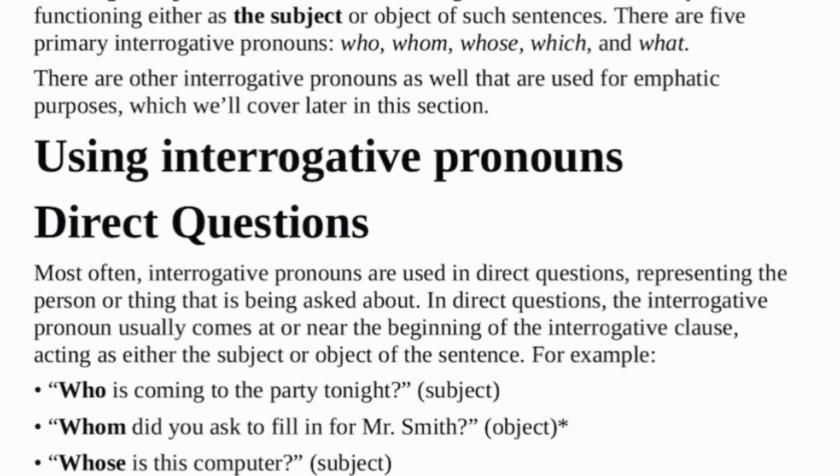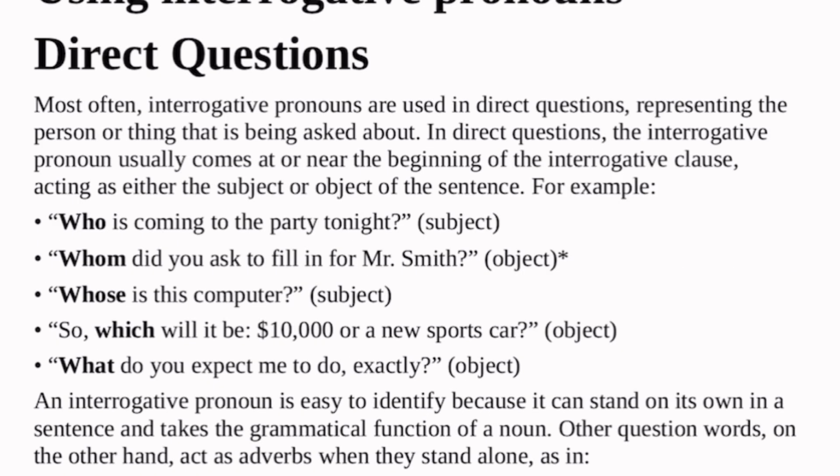Let's look at examples. Who is coming to the party? That's the subject. If we want to answer that, we can say Shade is coming to the party. So who there is the subject. Whom did you ask to fill in for Mr. Smith? Whom there is the object, not the subject, because somebody is what is asked to fill in for Mr. Smith. You understand? Whose is this computer?